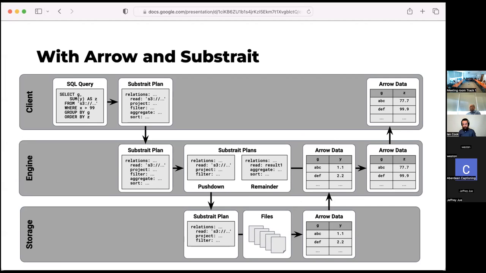So we've dramatically reduced the number of serialization and deserialization steps, and we're working with a protocol, Arrow, that can send data much more efficiently over the network. And we're avoiding the need to have multiple places where queries are being parsed from strings.